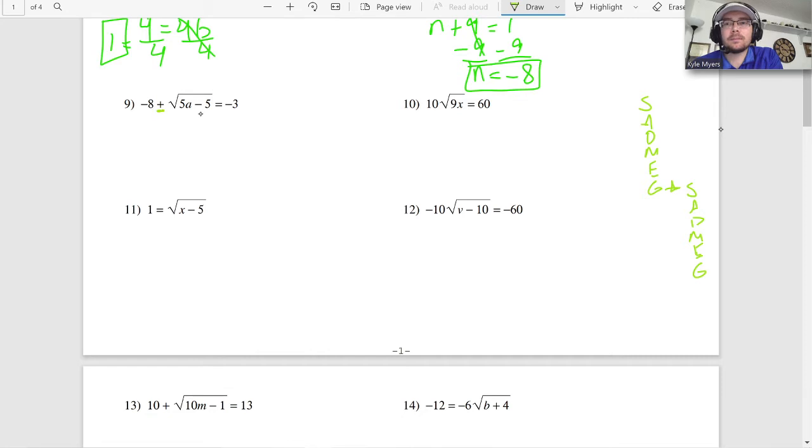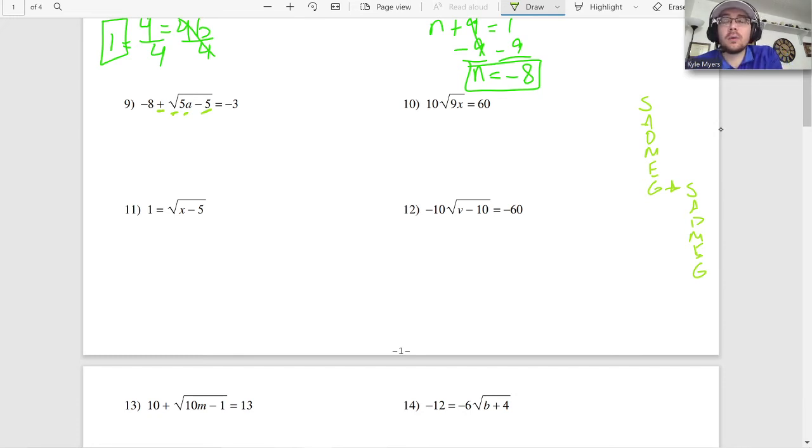There's a plus, there's a 5 times, there's a minus 5, and there's a square root. So there's actually 4 things, right? I'm adding -8. I'm subtracting 5. I'm multiplying 5, right? 2 different 5s there. And then I'm also taking the square root. So there's actually 4 operations happening to the variable, which means there's 4 steps. However many operations there are, that's how many steps you're going to have.